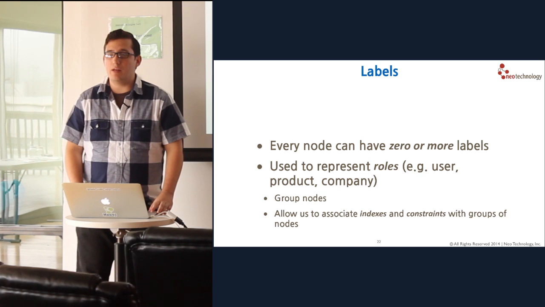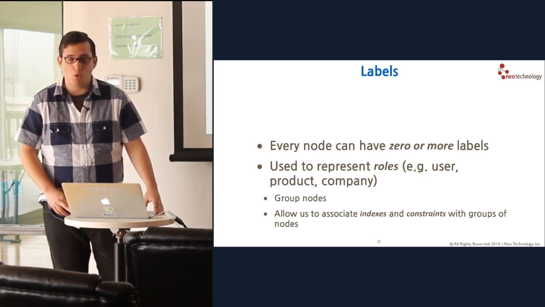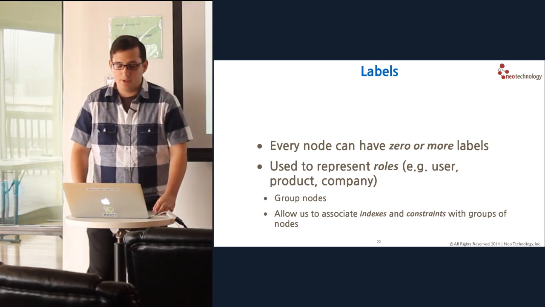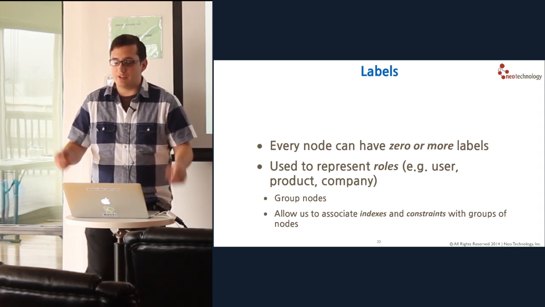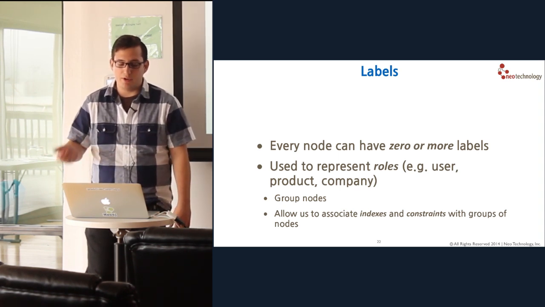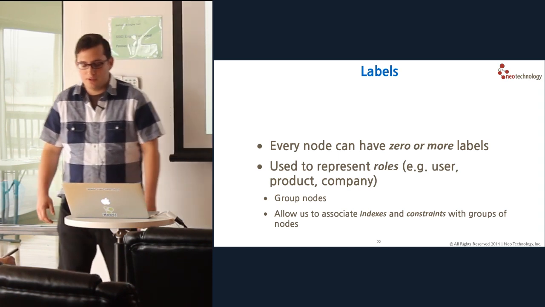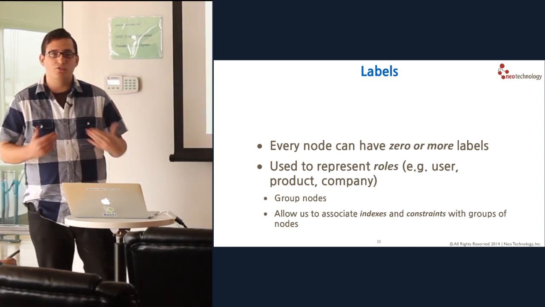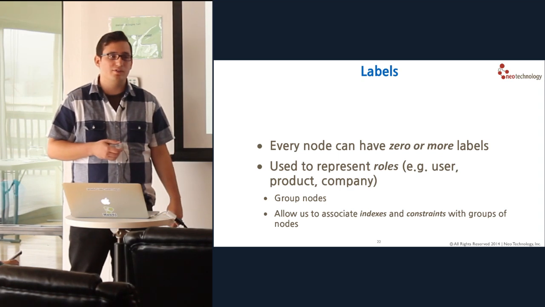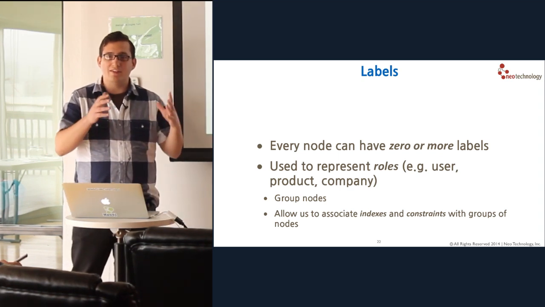So some rules about labels is that you can have 0 or more labels. It's not required. You can have as many of them as you want. They're used to represent roles, again, like a user, a product, or a company, which groups nodes together. And also, it allows us to associate indexes and to assert constraints on that set of nodes.